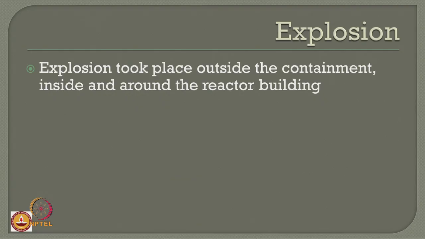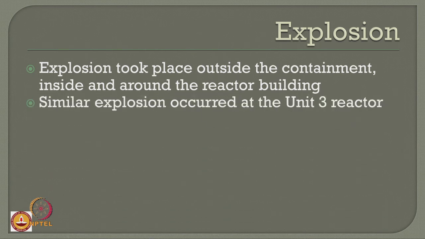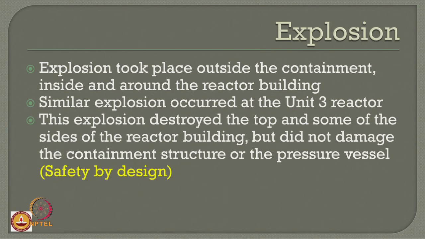Now, explosion resulted. The explosion took place outside the containment and inside and around the reactor building. A similar explosion occurred at unit 3 reactor as well. This explosion unfortunately destroyed the top and some of the sides of the reactor building, but it did not damage the containment structure or the pressure vessel.